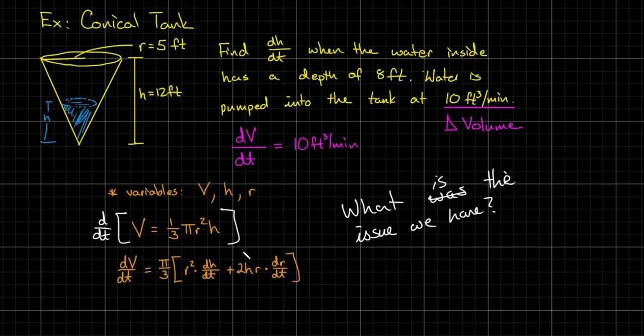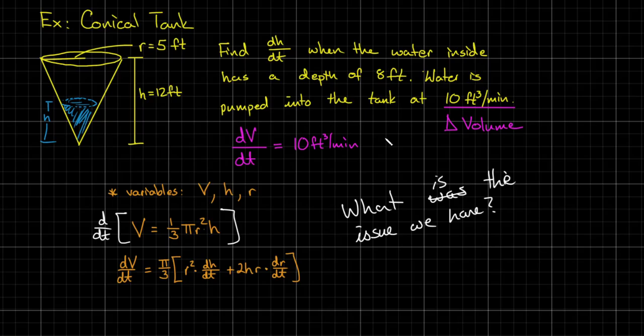If I try to do this, like we did the derivative and everything yesterday, I'm trying to find dH/dt, which I have in my equation. Okay, so that's a good sign. We need to solve for this when the depth is 8, so when the height here is 8, and we know that water is pumped in. Do I ever tell you anything about the radius in this problem? Nowhere in here do I mention a radius.